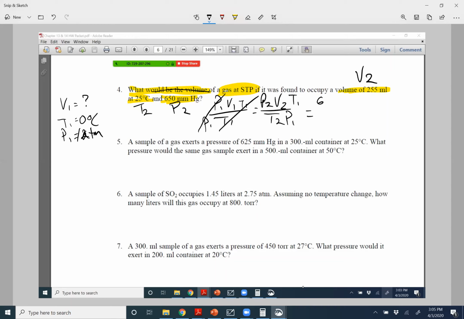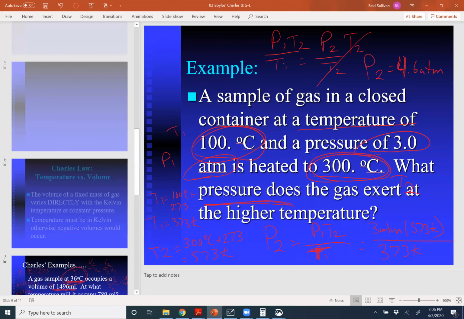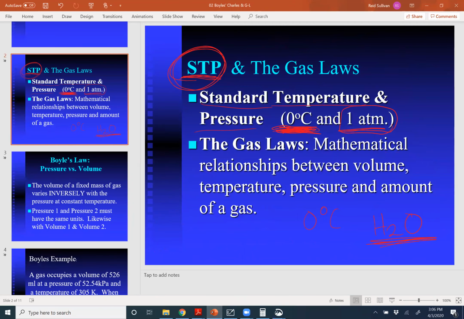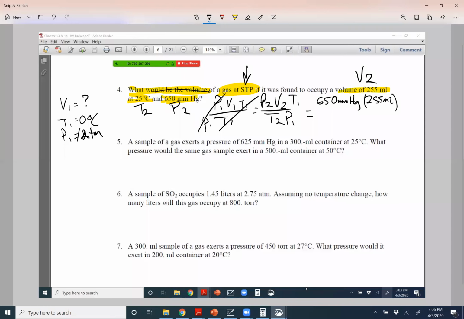So our pressure 2 is 650 mmHg. Our volume 2 is 255 milliliters. Our temperature 1 is standard temperature. Remember that STP, standard temperature and pressure, is 0 degrees C. Now, if we just plug 0 degrees into this problem, that's going to ruin the math on this.